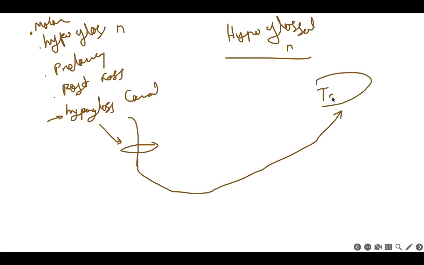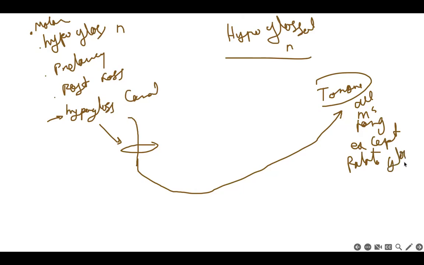So it is motor, the main motor of the tongue. It supplies all muscles of the tongue: styloglossus, genioglossus, hyoglossus, and also the intrinsic muscles of the tongue, except one muscle. This muscle is named palatoglossus. Palato means palate, so it is supplied by the vagus or pharyngeal plexus.